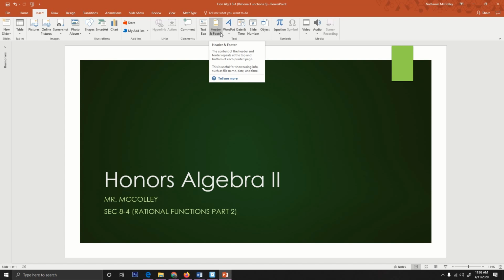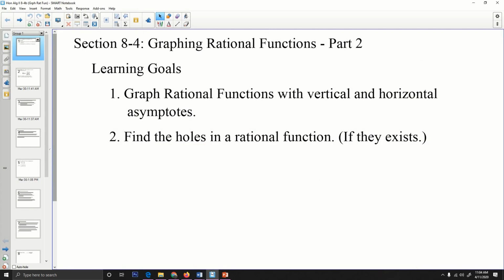I'm Mr. McCulley, and this is the presentation for Section 8-4, Rational Functions, Part 2. Hopefully, this one will be a skosh shorter than the last one. The notes are all the same from the last section. I just want to hit a couple high topic things that you're going to run into as you do some of these more challenging examples of rational functions.